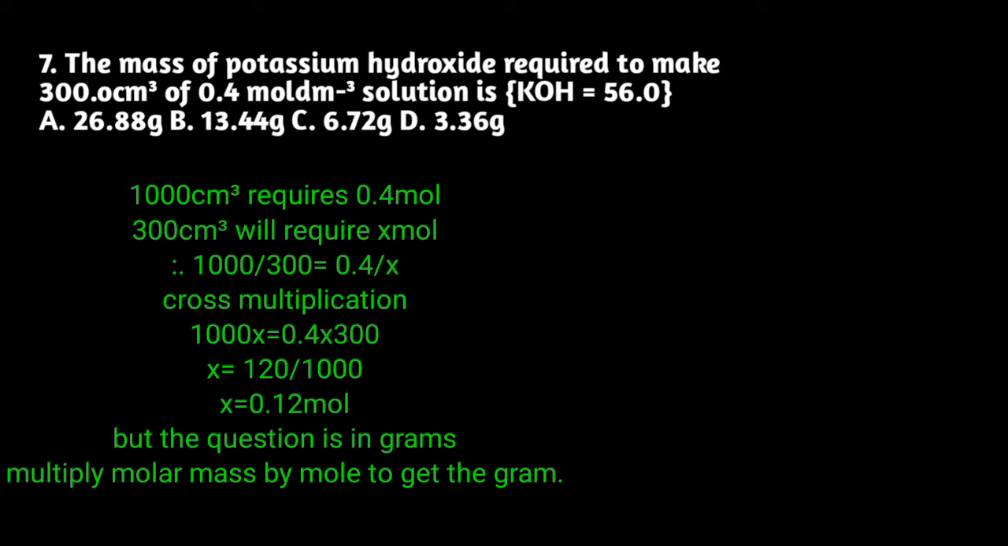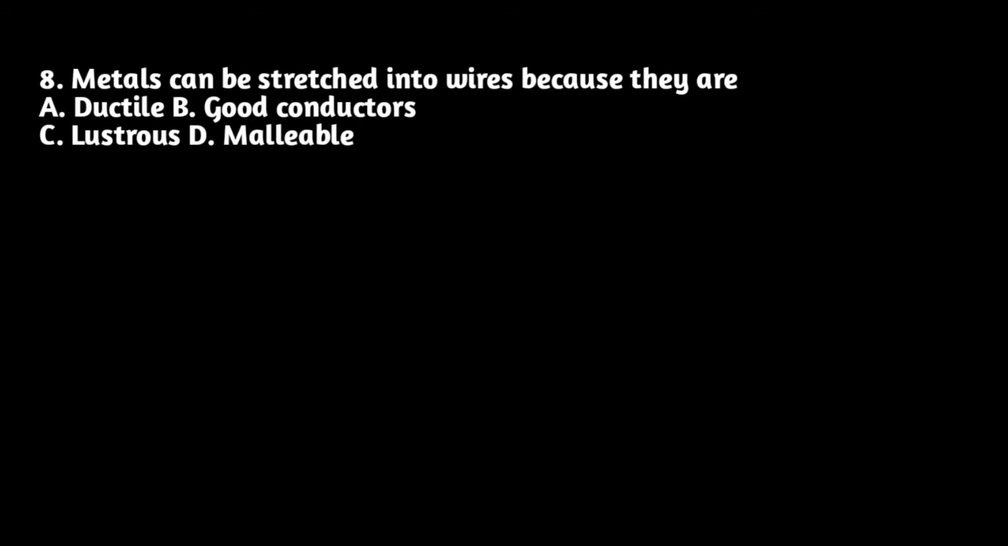mole. The options here are in grams. That means that we are being asked to look at what? The mass of potassium hydroxide, and we have a relationship between mass, given molar mass, and mole. Therefore, using the formula, 0.12 times 56 will give us 6.72 grams. Don't forget that there are still other ways of solving this. It's not compulsory that you use this method, but this is just a simple way of making it easier for you. Check question number 8. Metals can be stretched into wires because they are.